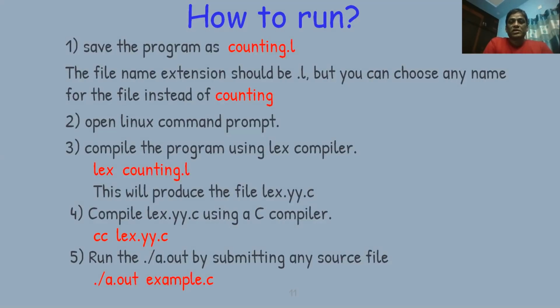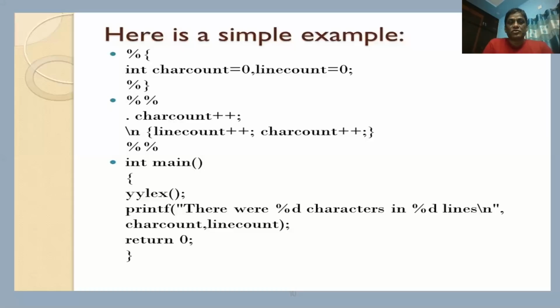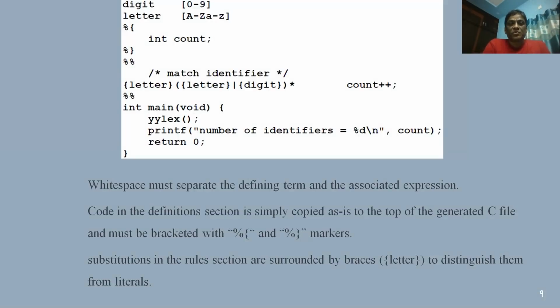I request all of you to write a few programs to count. For example, this is the program to count the number of characters and lines. Similarly, write a program to count the number of identifiers in a program, the number of keywords in a given program, and the number of operators in a given program, and so on. Try to identify the number of different possible tokens in a given C program. That is your task. Try to write the programs on your own.